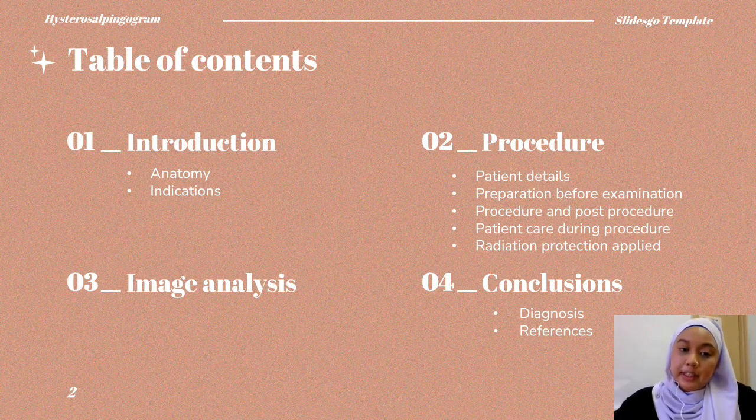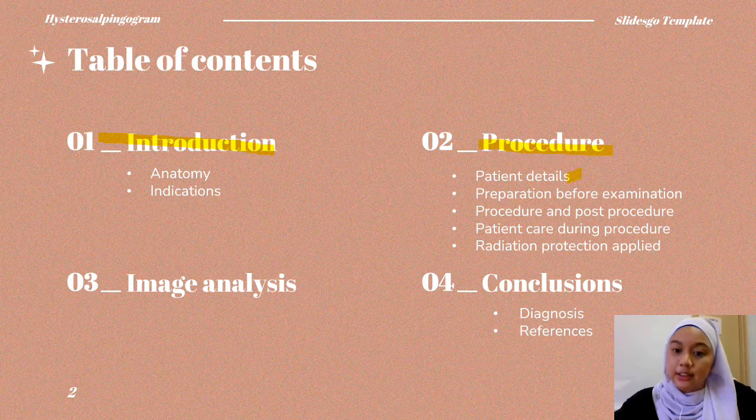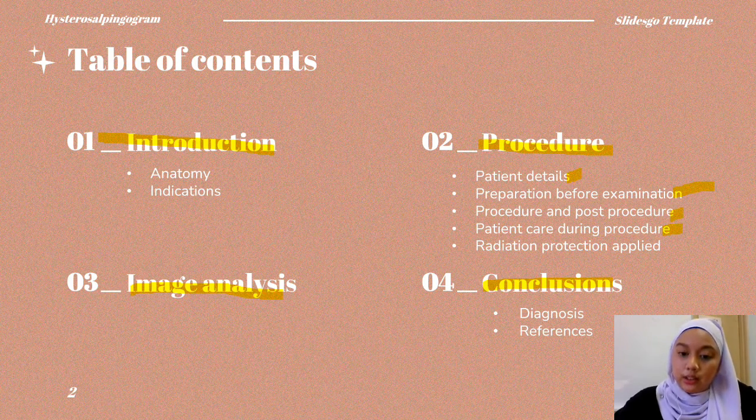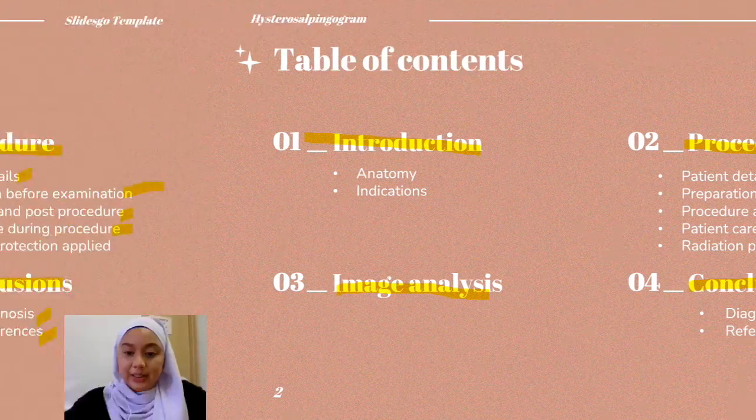So let's look into our table of contents for today. First, we're going to look into the introduction, which shows the anatomy and also the indication. Next, we're going to be looking into the procedure: the patient details, the preparation before the examination, the procedure and also the post-procedure, the patient care during and after the procedure, and lastly, what radiation protection is applied here. Then we're going to be looking into the image analysis, and lastly, the conclusion that shows the diagnosis and also the references used in this presentation.